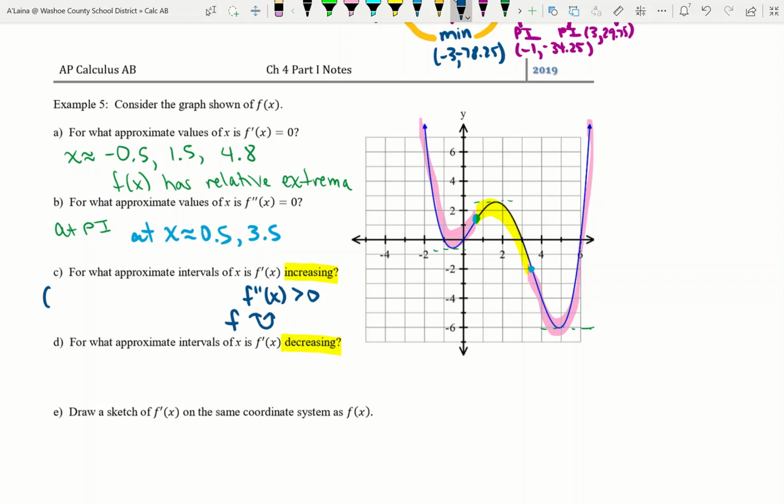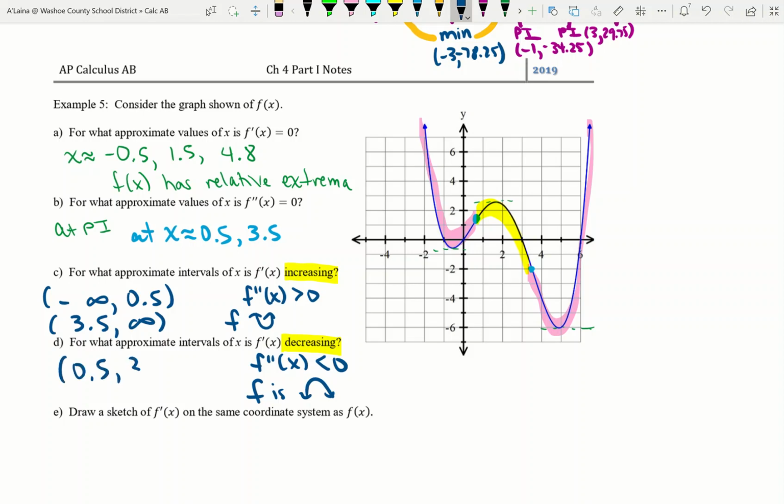So f is concave up from, looks like negative infinity, according to my guess, to about 0.5. And then again from around 3.5 to infinity. These are all intervals for x. Okay, these are x values only. I'm not giving any values here for y. When I want to find out where f prime is decreasing, that word decreasing is talking about the rate of change of f prime. This is talking about the second derivative having a negative sign. And this is where f is concave down. And so that's going to be from 0.5 to 3.5, approximately, right? I don't know exactly where those points of inflection are occurring.